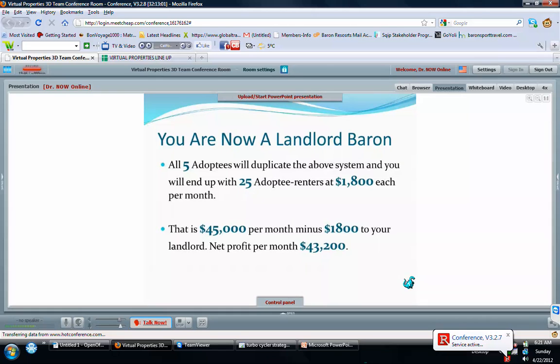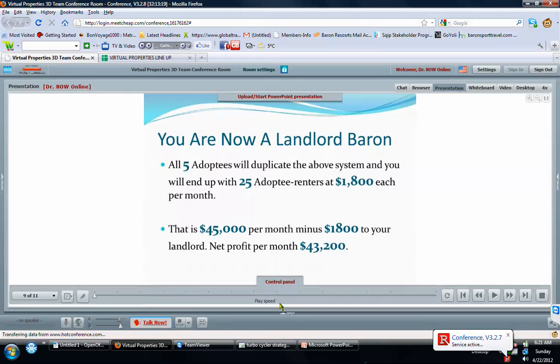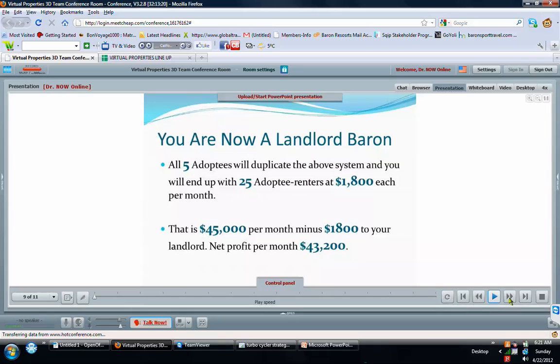They will be giving you $1,800 each per month. So if you do the numbers, that's $45,000 per month, ladies and gentlemen, minus $1,800 to your landlord. I don't know about you, but I'm smiling. Net profit per month, $43,200. But as much as I like that, and by the way, that is for one adoptee. What if you had two? What if you had three? I don't even want to go there, but just you do the numbers.